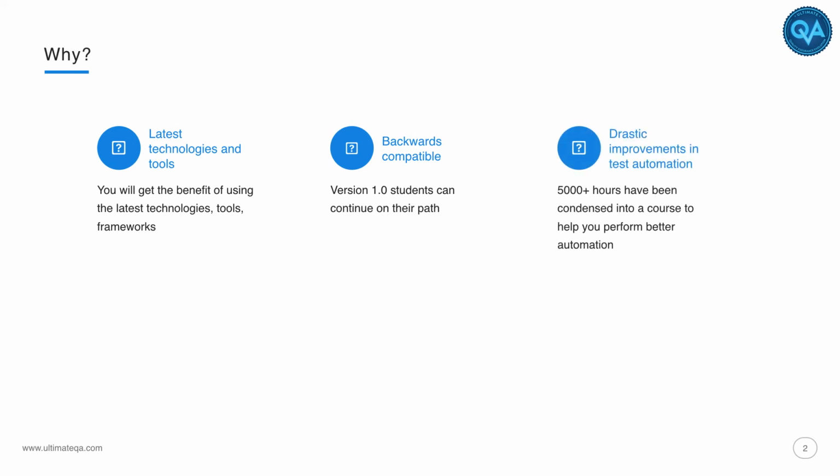And of course, as I said, drastic improvements in test automation knowledge. It's been at least 2 years since I've released version 1 of the course, and of course I've been making updates to it, but it was impossible to make updates to the test automation framework without refactoring the entire thing. So that's what I've done here. I've completely replaced it with all the new knowledge, 5,000 hours plus that I've gathered, condensed into a tight, concise course for you so that you can use all of my latest knowledge to implement the best test automation frameworks.